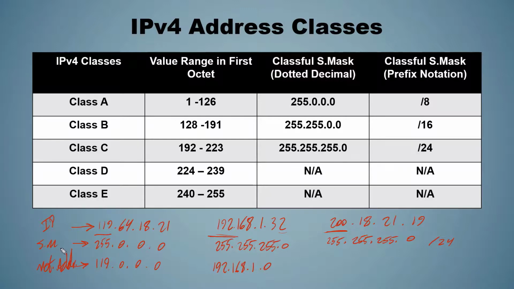So just remember these ranges, and again in other videos we did talk about where they're coming from, and looking at the IP address, the first octet, we can tell if this is class A, class B, or class C. And what would be the default subnet mask for class A, class B, and class C.